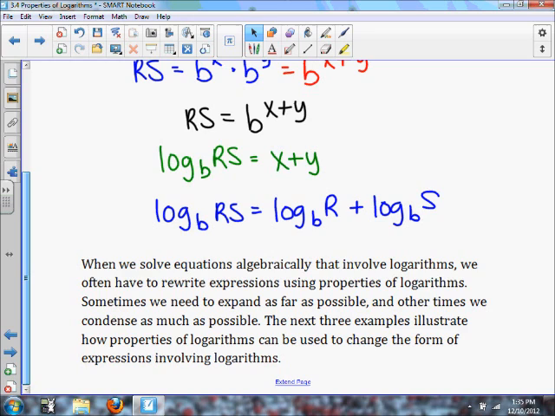Now, when we solve equations algebraically that involve logarithms, we often have to rewrite expressions using properties of logarithms. Sometimes we need to expand as far as possible, and other times we need to condense as much as possible. The next three examples, examples 2, 3, and 4, illustrate how properties of logarithms can be used to change the form of expressions involving logarithms.